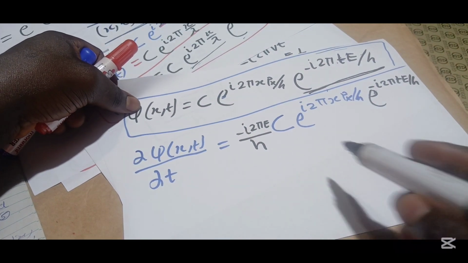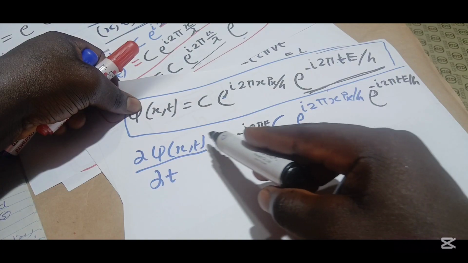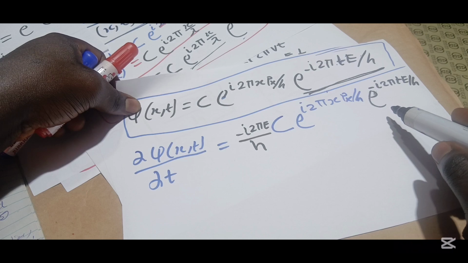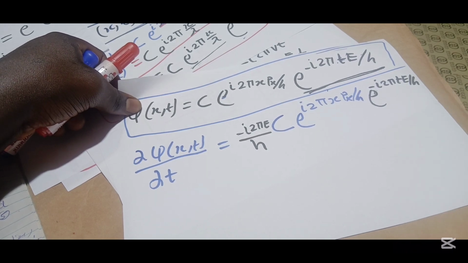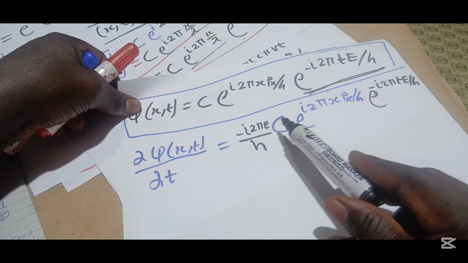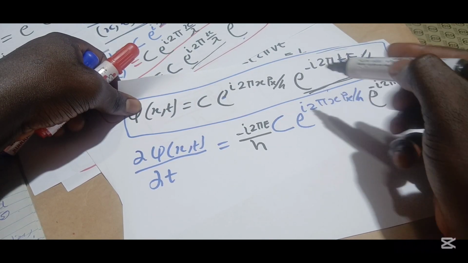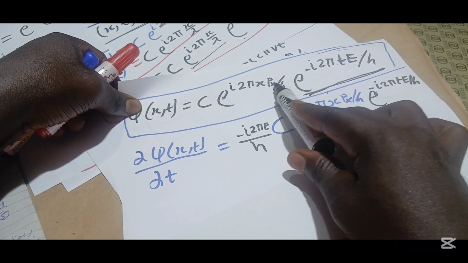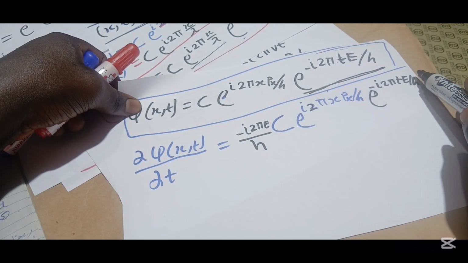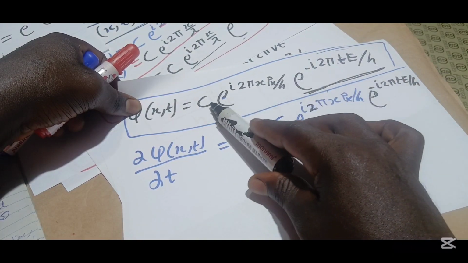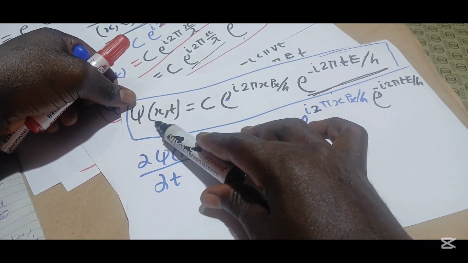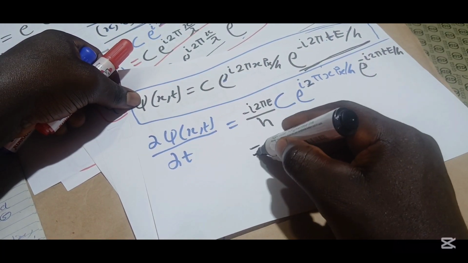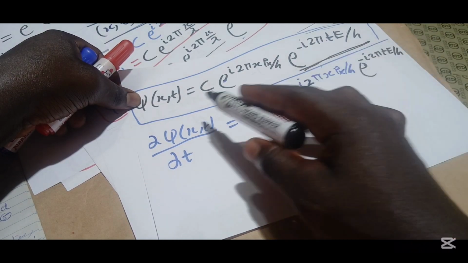So now let's continue. This is the result when we differentiate with respect to time. Now, what do you see? I wish you could see that C e to the power i 2 pi x p_x over h, we have it here. And minus i 2 pi t E all over h, we also have it here. And this C e to the power this, e to the power this, we call it the wave function psi here. So it means we can therefore go ahead and represent this whole thing by the wave function.